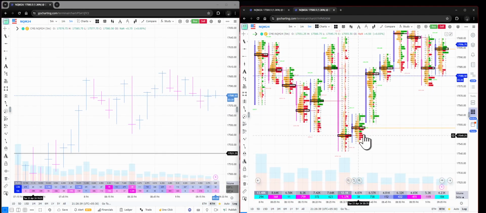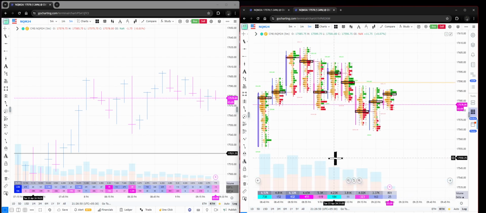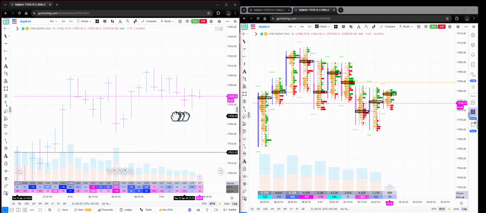What I have here is, on the right side I have the delta profile, and on the left side I have the volume. Okay, so it is not the bid and ask. It is on the right side the delta, and on the left side the volume profile. So that way I can clearly see where the sellers are associated and where the buyers are associated.